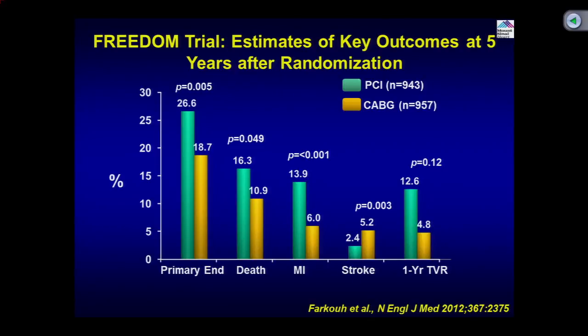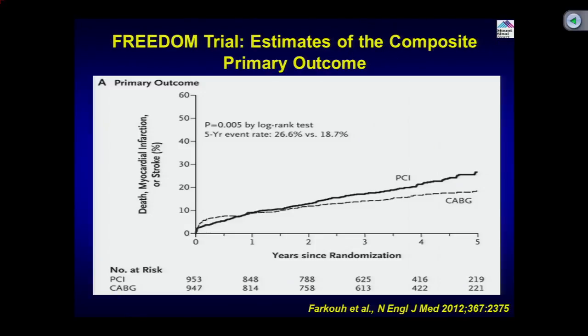But we all know the landmark FREEDOM trial, which showed almost an 8% reduction in the MACE of death, MI, and stroke at 5 years, from 26.6 to 18.7, largely driven by 5% lower mortality in the CABG group compared to PCI. But yes, there was a higher stroke rate, and the 1-year TVR was almost one-third in the CABG group compared to PCI. But remember, this was done with paclitaxel-coated or sirolimus-eluting stents, so first generation stents, and this leads to this graph.